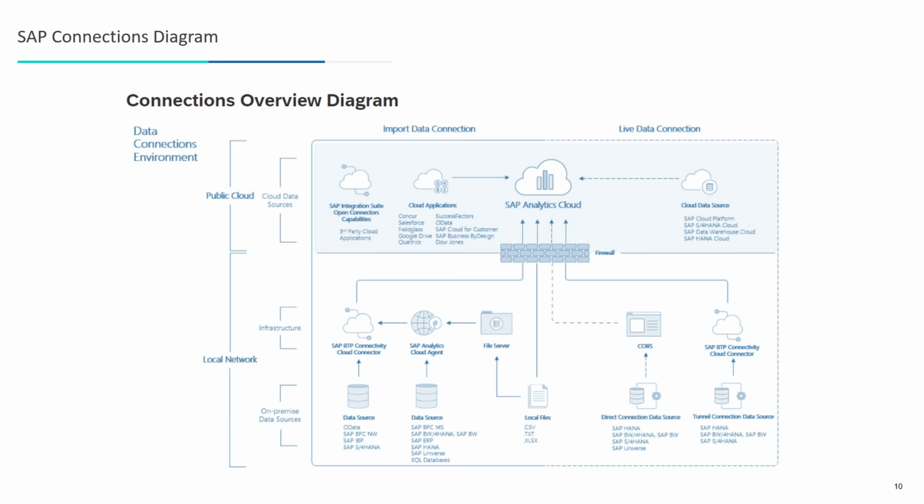So this is an overview diagram. This is available on help.sap.com. If you just navigate to the data connections, it's one of the main links that you see there. You'll see this. Again, it provides a great overview of where different sources are and what firewalls and what connectors you need to connect to those.